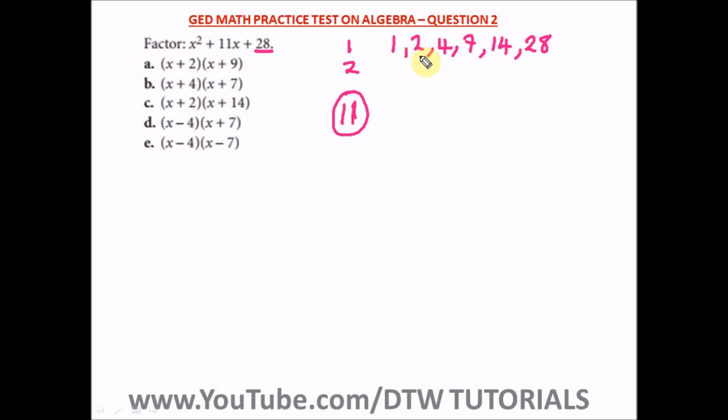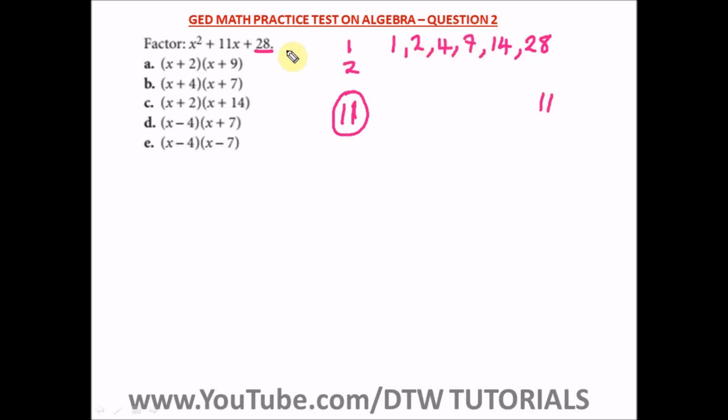Now if we say 1 plus 2 is 3, it's not 11. If we say 2 plus 4 is 6, it doesn't equate to 11. If we say 2 plus 7, it's 9, it doesn't equate to 11. If we say 2 plus 14, that will give us 16, so we can't use those numbers. But if we say 4 plus 7, that will give us 11. So we are going to use 4 and 7.